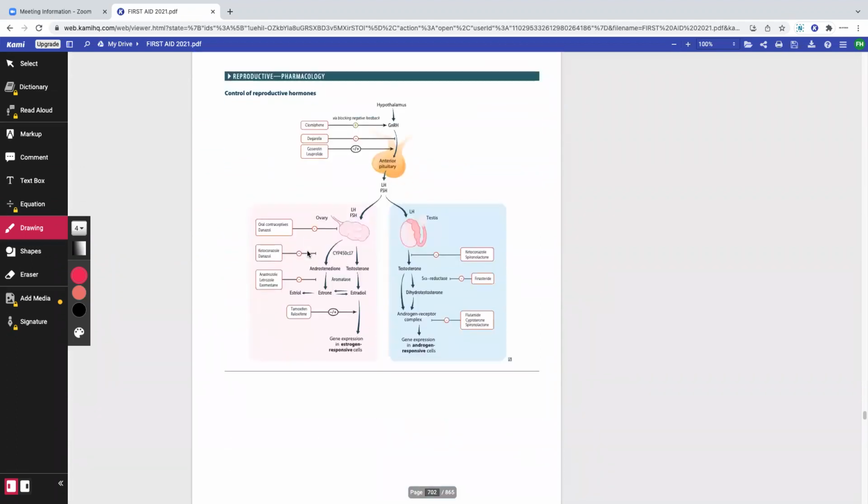Okay, is everyone ready? Yes or no? Okay. Acute prostatitis in young males. What is the organism? Chlamydia, gram-negative, gonorrhea, mycoplasma, chlamydia.